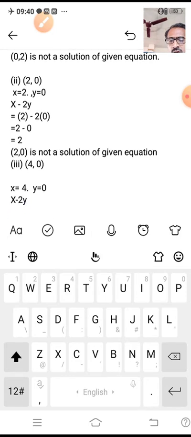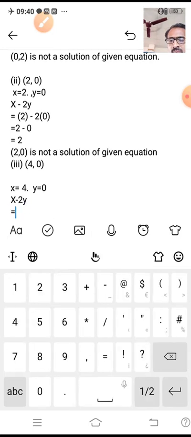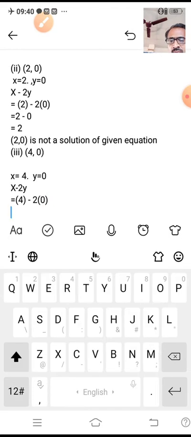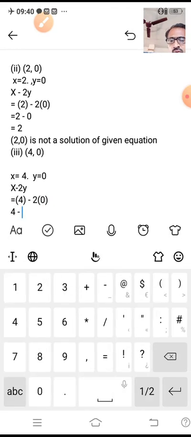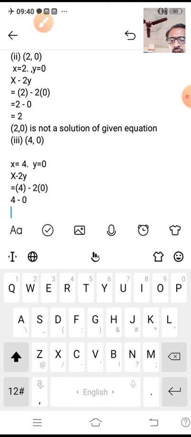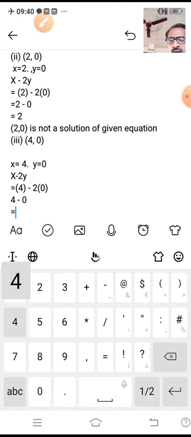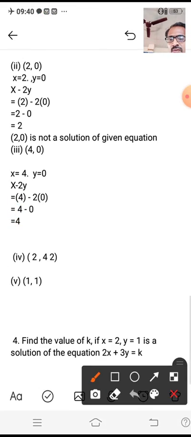Okay. So the left hand side we have is x minus 2y. Let us substitute the values of x and y. The value of x is 4, minus 2, the value of y is 0. So here we'll have 4 minus 2 zeros are 0, so we'll have 4 minus 0, which is 4. What do we require on the right hand side? We require 4 and we are getting 4.